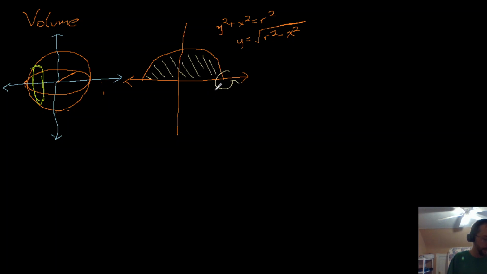And so what we can do then is use this. Well, you don't have to memorize it as a formula, but I'm going to present it as a formula at this point. So the integral from a to b of the area with respect to x, dx. And this will give us the volume.